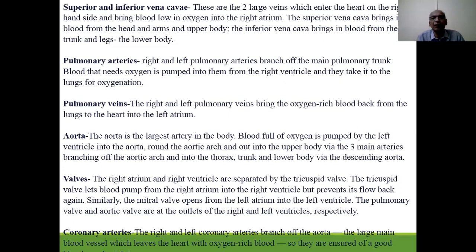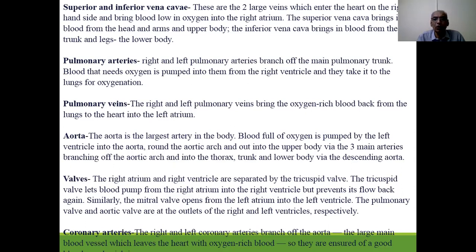Pulmonary arteries, right and left pulmonary arteries, which are branches of the main pulmonary trunk. Blood that needs to be oxygenated is pumped into the right ventricle and they take it to the lungs for oxygenation. Pulmonary veins. Right and left pulmonary veins bring the oxygen-rich blood back from the lungs to the heart into the left atrium. Aorta is the largest artery of the body, which carries oxygenated blood to the body from the left ventricle.